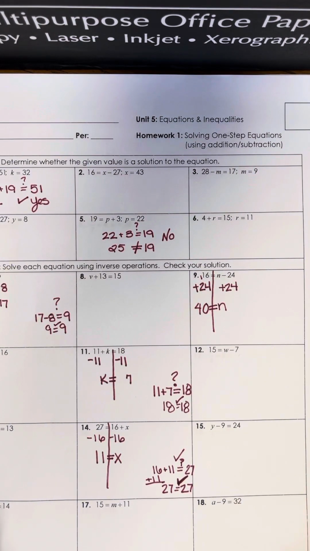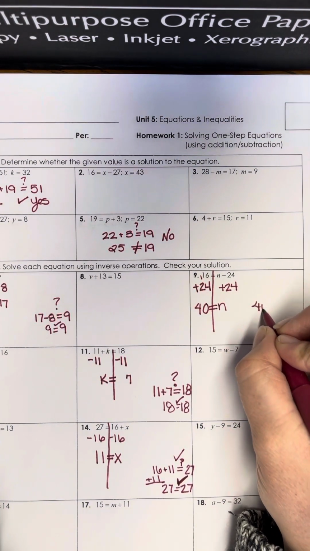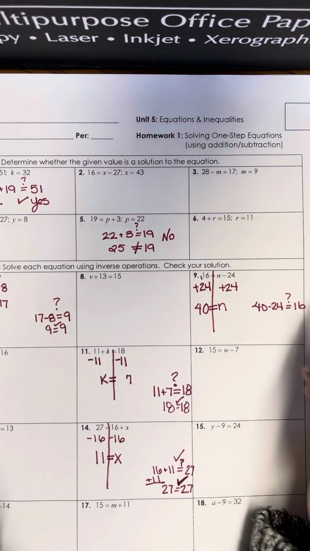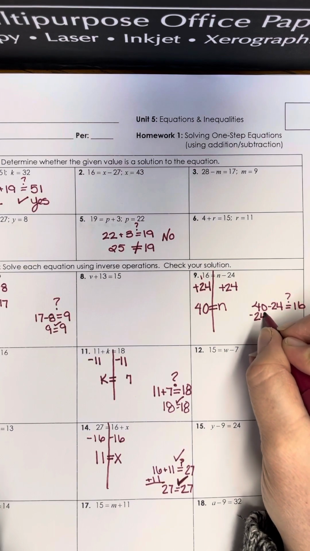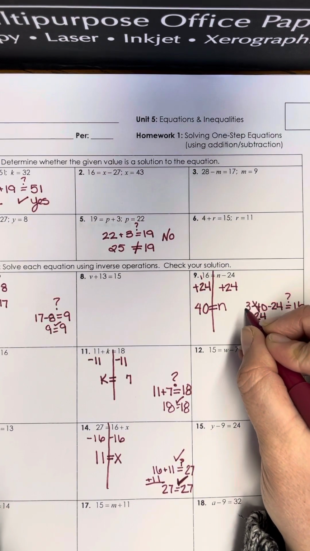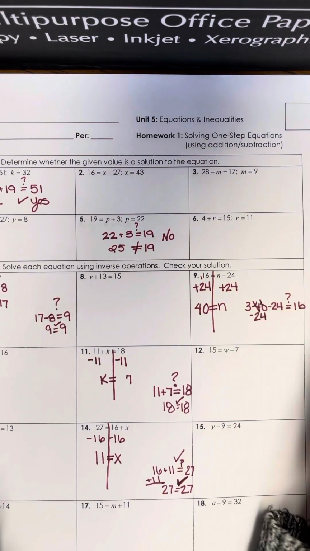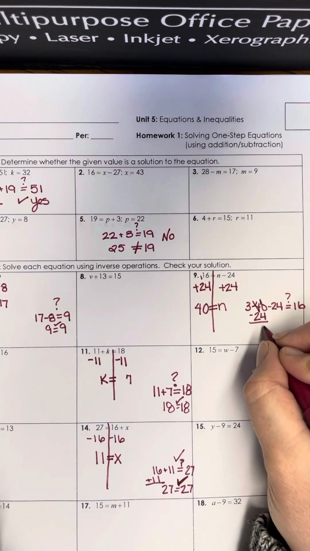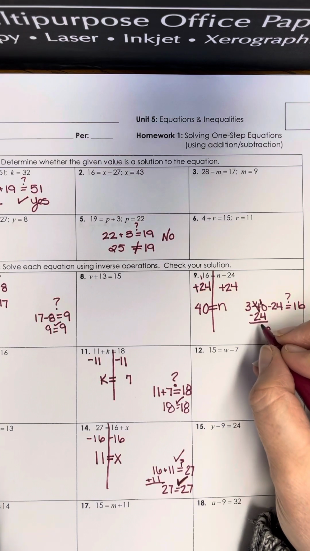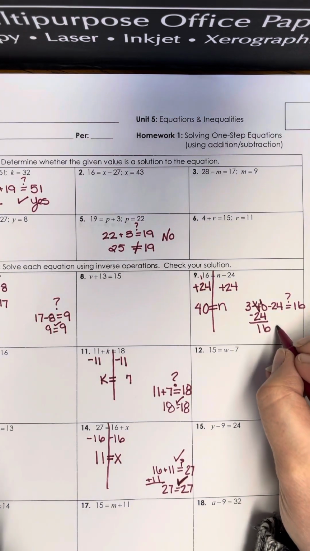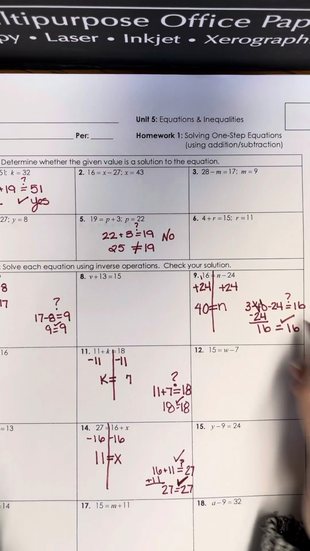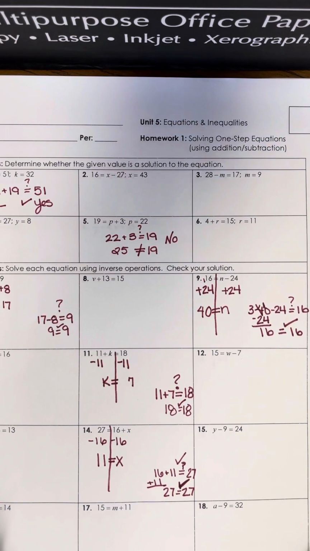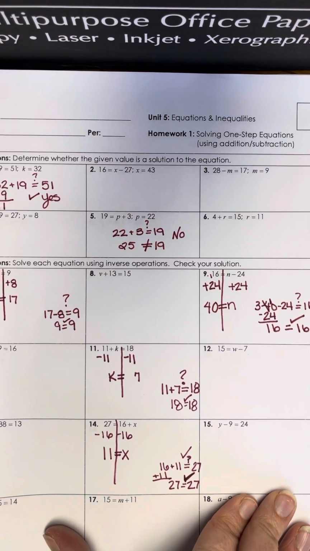So we need to check that. So we're trying to see, does 40 minus 24 equal 16? So if I go down here and I subtract 24, I have to borrow, that becomes a 30. Bring my 10 over here, so 10 minus 4 is 6. 3 minus 2 is 1. So 16 does equal 16, and my answer does work. Okay, so your job is to go ahead and finish the problems we haven't done.